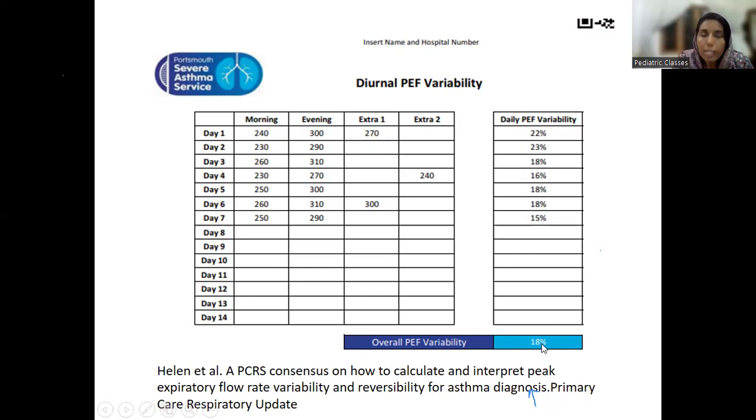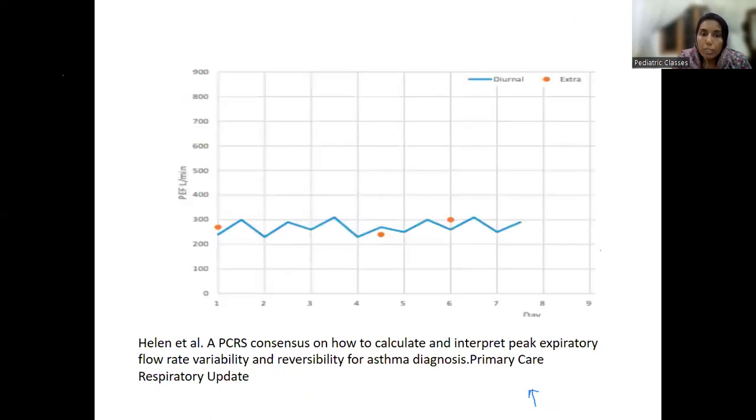Is it significant? Yes, it is significant by the GINA guidelines, which says more than 10% in adults and more than 30% in children is taken to be significant. Another way of monitoring it is when you put the morning and evening value like this. These red dots are the extra ones, okay?